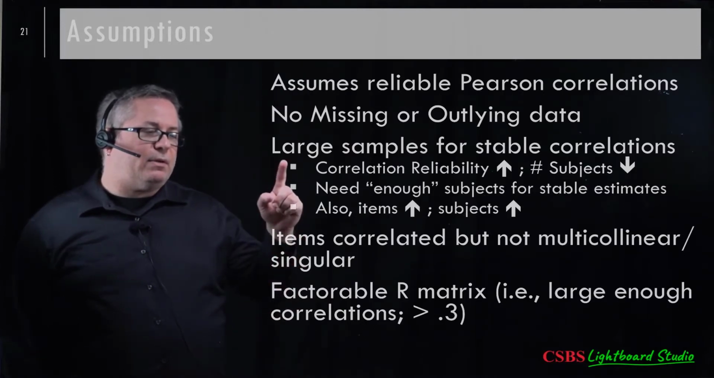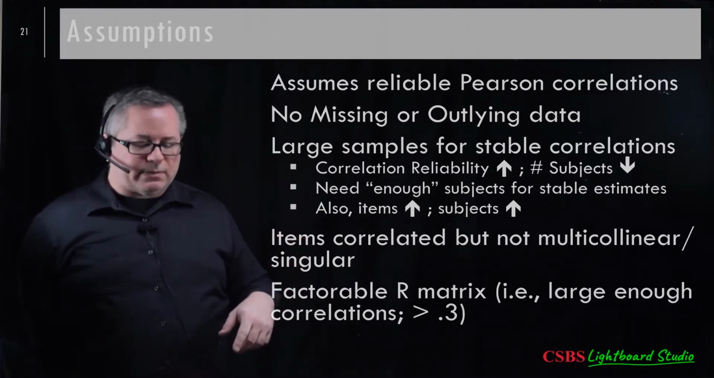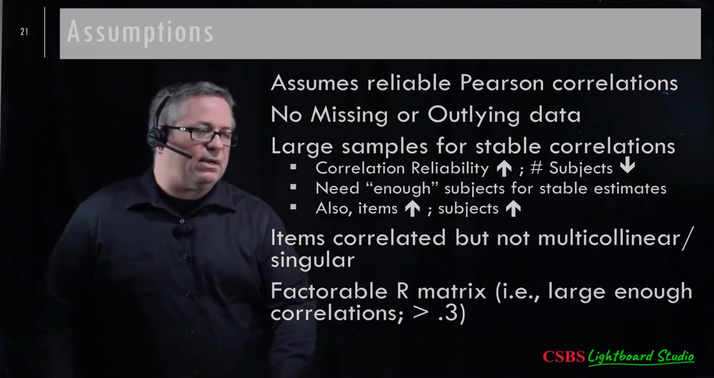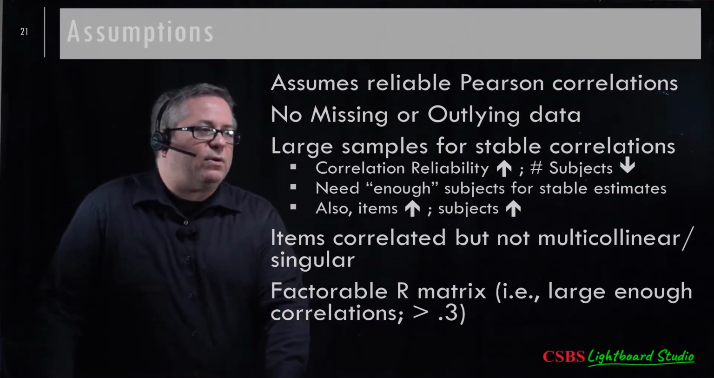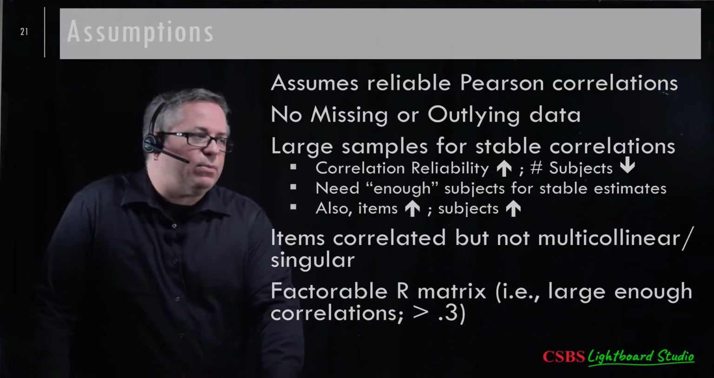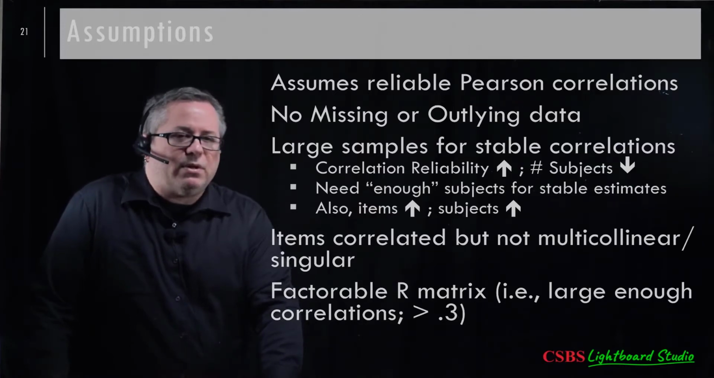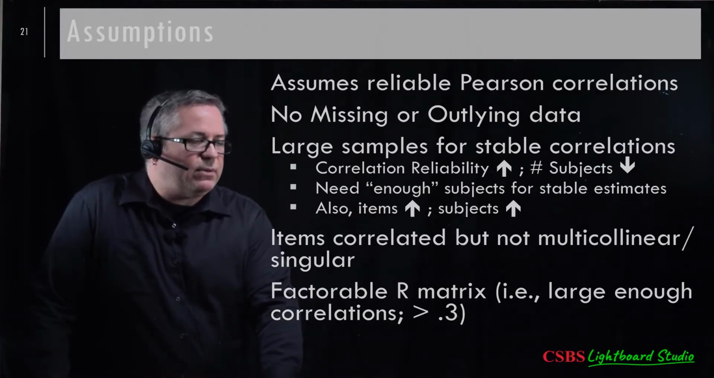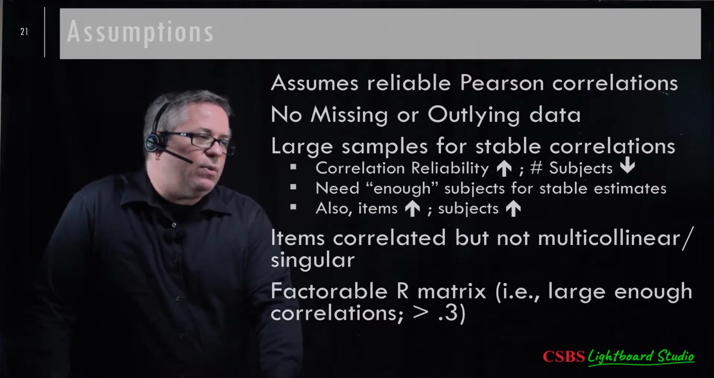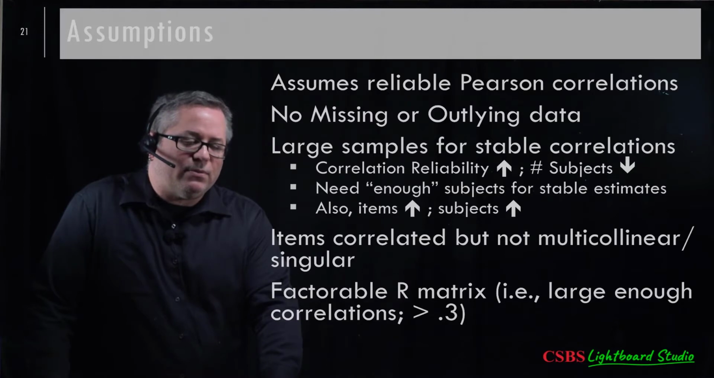The thing that is sort of the hardest thing about factor analysis and a lot of these latent variable models is that they require large samples. And that's because you actually want the relationships to be stable. You want there to be a stable correlation. You want the correlations to reach a reliable level.